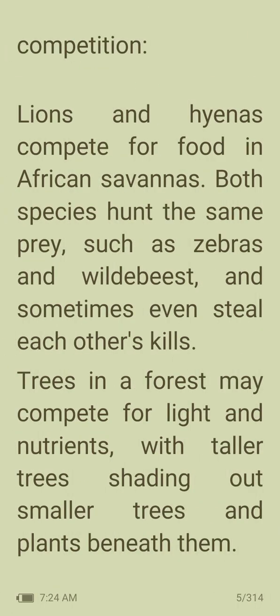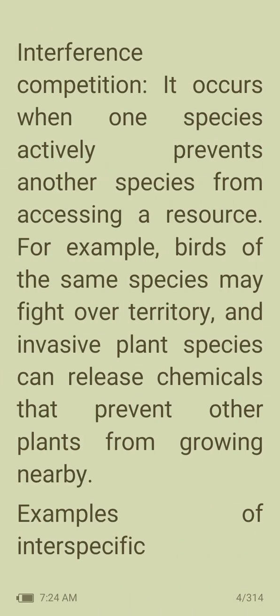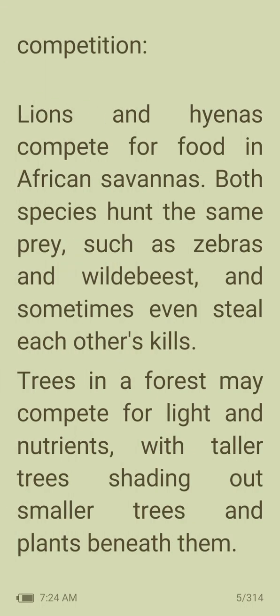So, examples of interspecific interference competition. Lions and hyenas compete for food in African savannas. Both species hunt the same prey, such as zebras and wildebeests, and sometimes even steal each other's kills.